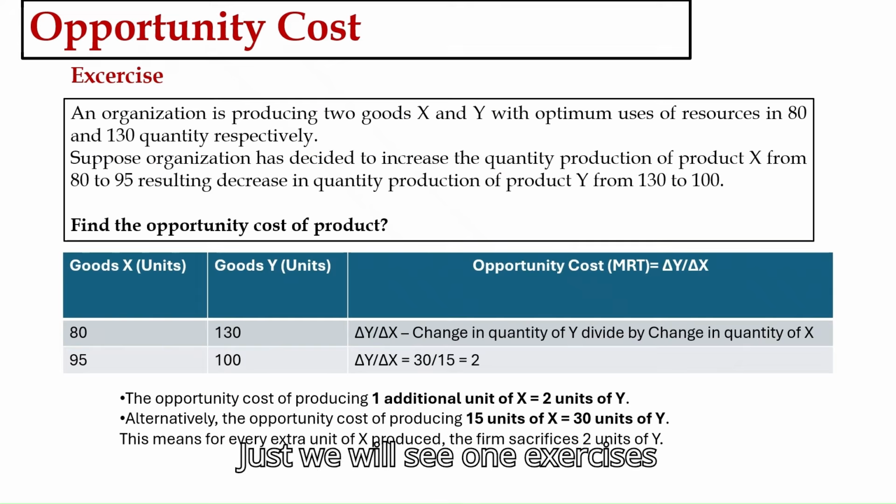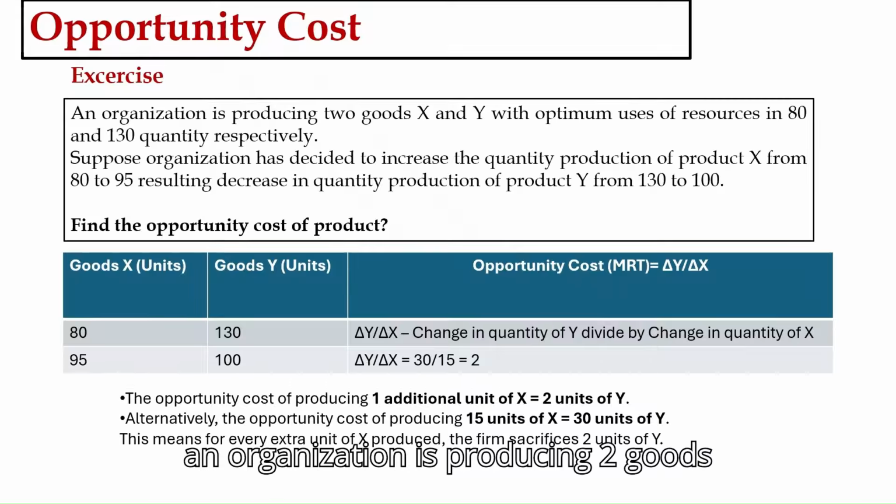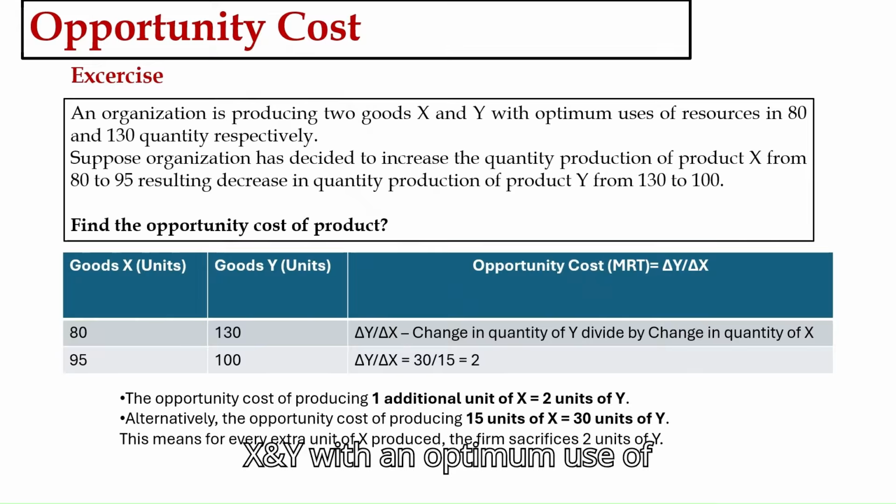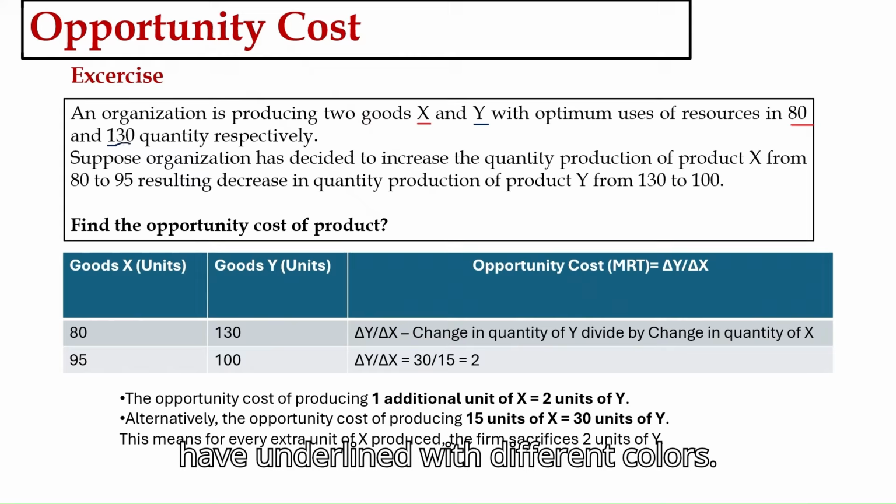Okay, now we will see one exercise. Already we have done it. An organization is producing 2 goods X and Y with an optimum use of resources in 80 and 130 quantity respectively. That means good X is 80 and the commodity Y is 130. I have underlined them with different colors.